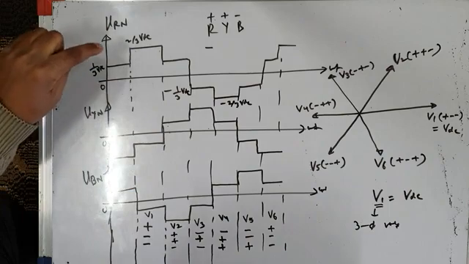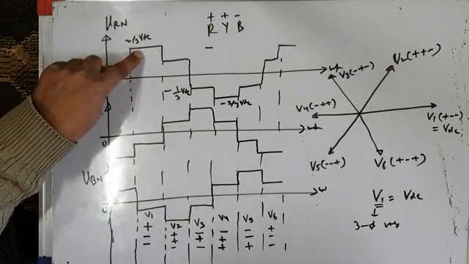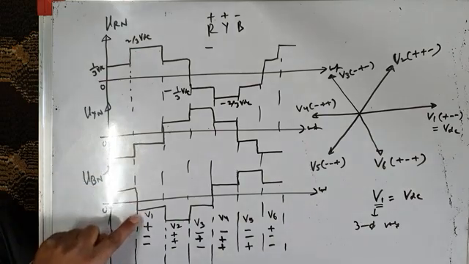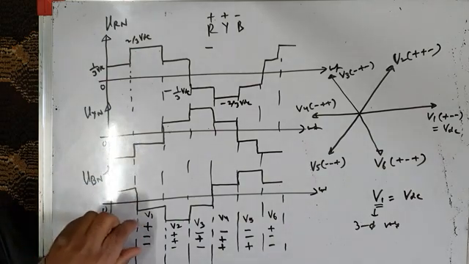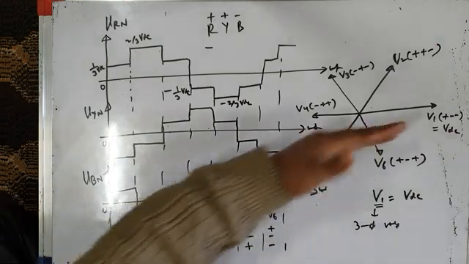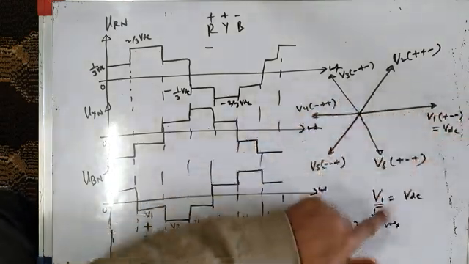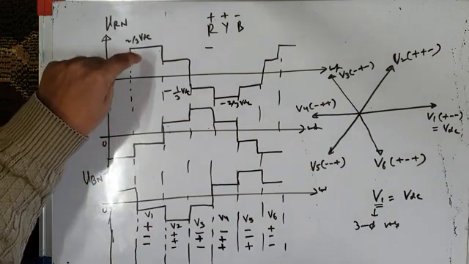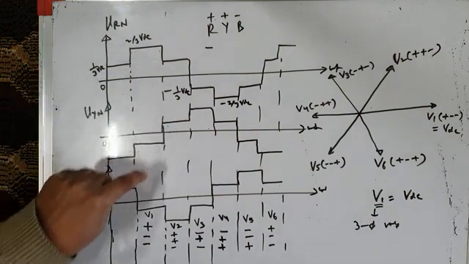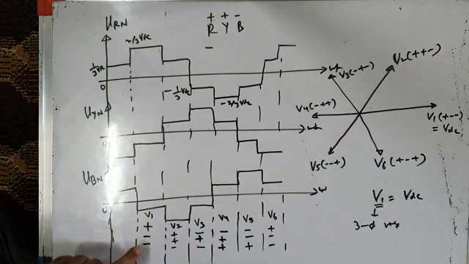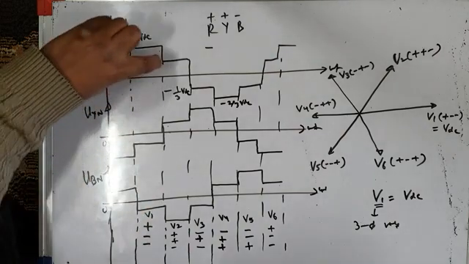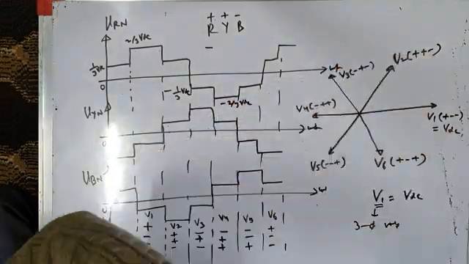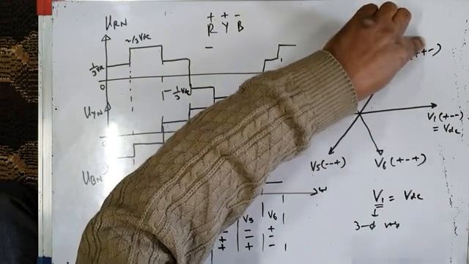If you look at the three phase voltages, VRN at that time will be maximum positive, VYN will be negative, and VBN will be negative. So plus minus minus. So this plus minus minus switching state, or this space vector plus minus minus, which is equal to VDC, generates three phase voltages with this status: VRN positive, VYN negative, and VBN negative, plus minus minus. So it will be there for 60 degrees. After 60 degrees, we saw that our switching state becomes plus plus minus.